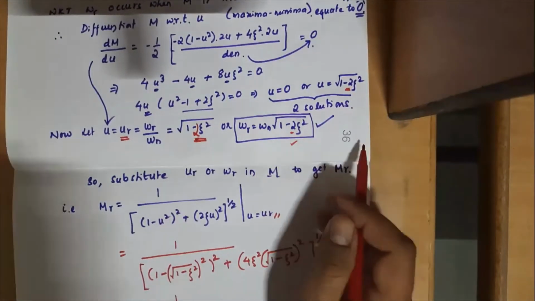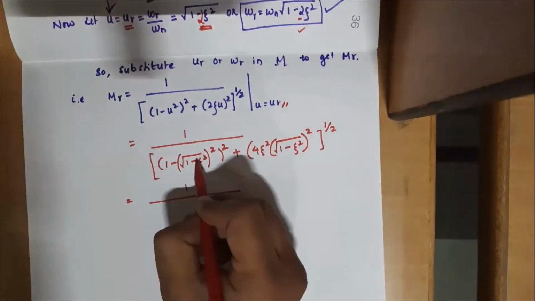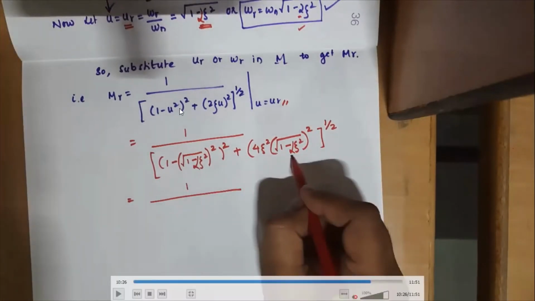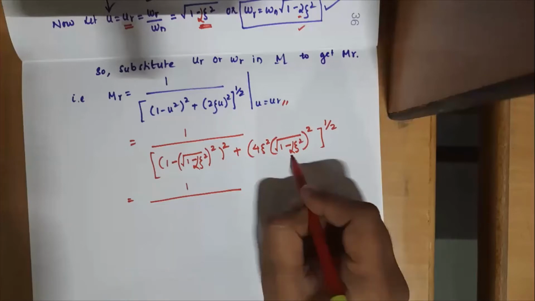So 2 I have written. So the same 2 will also come here. Okay. So you can now check out u is rewritten as square root of 1 minus 2 zeta square. This u is written as 2 square zeta square, that is 4 zeta square outside, then u is square root of 1 minus 2 zeta square.